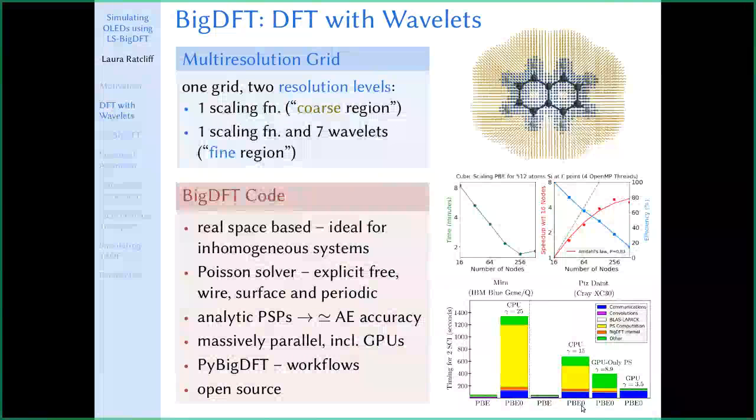And similarly, we have a GPU implementation, which is particularly useful if you're looking at hybrid functional calculations, where we get excellent speed-ups with our GPU implementation. We've also more recently been working on a Python interface to Big DFT called PyBigDFT, which allows for efficient pre- and post-processing of results, which means we can go towards a workflow approach. And as I think we've already mentioned, BigDFT is open source, so freely available.